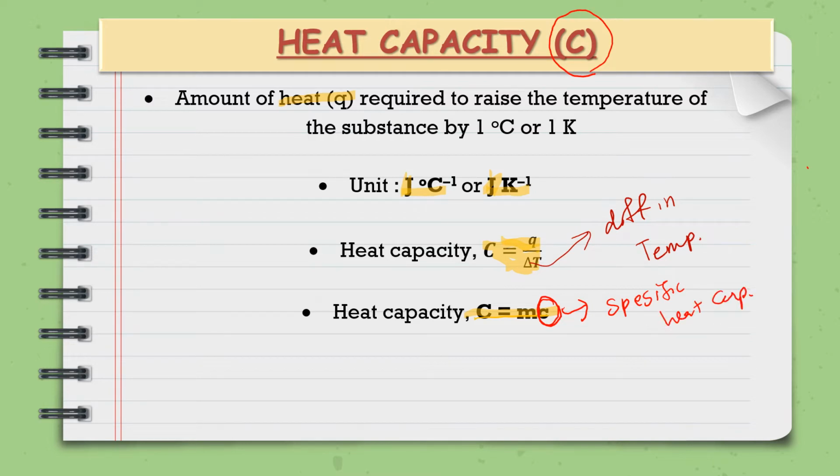Okay, and then from here, the equation that we will use throughout the calculation is Q equals C delta T. So this is the equation that we will use later on when we want to find the value of heat release or heat absorbed during the reaction.